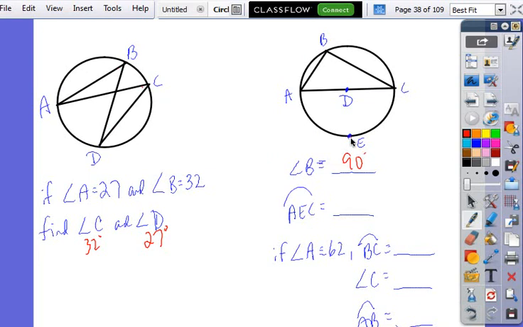AEC, how much is that got to be? 180. It's a semicircle. That's automatic. All right, here's where we got to pay attention. A is 62. How much is arc BC across from it? Wait a minute now, I'm looking for arc BC. That's the inscribed angle, so multiply by 2. If it gives you the angle, you multiply. So that would be 62 times 2, or 124.